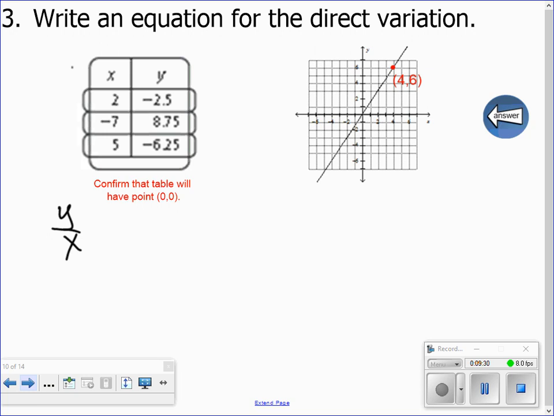In this case, this table is proportional. So if we're writing the equation here, we would just need to look at one of these points. But let's check it. So we have y over x is 2.5 over 2.